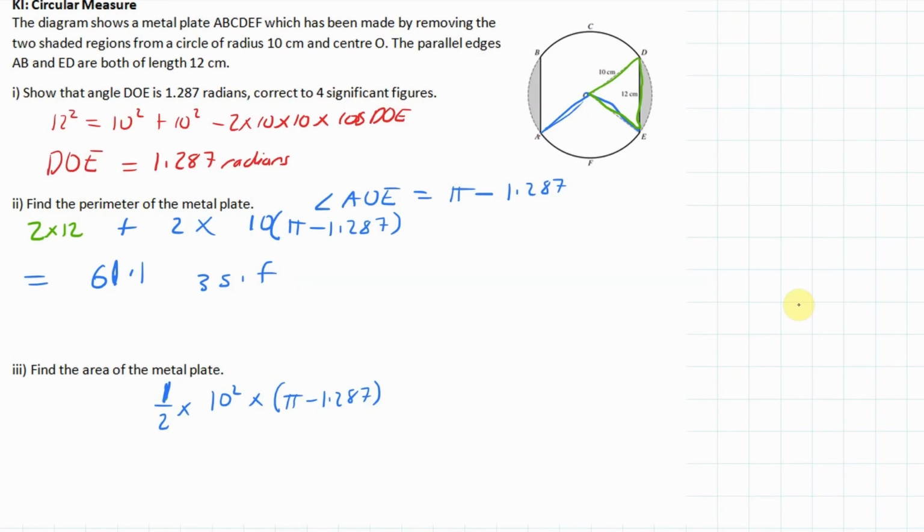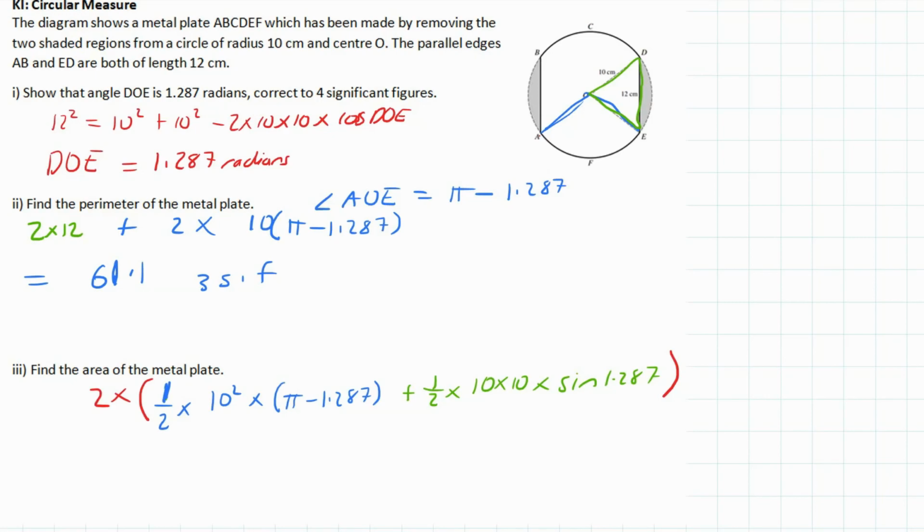Now the green bit, we can just use the sine triangle rule. So half times 10 times 10 times sine 1.287. So that's the rule for a triangle area. Then we're just going to times it by 2 for the whole thing, and that should be our answer.